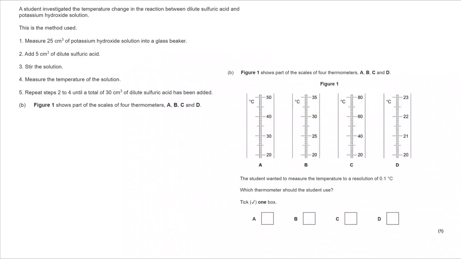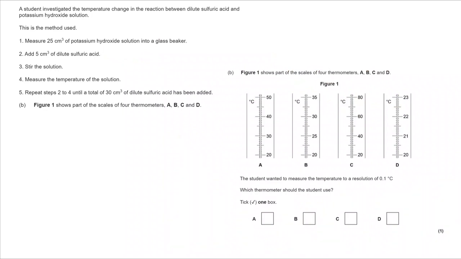Moving on to part B, quite a lot of information here. We've got a method which shows us how we're going to carry out this practical. 25 cm cubed of potassium hydroxide in a glass beaker, add 5 cm cubed of dilute sulfuric acid, stir it, measure the temperature, repeat steps 2 to 4 until we've got 30 cm cubed, so that's 5 cm cubed increments of sulfuric acid, and then we look at the results.